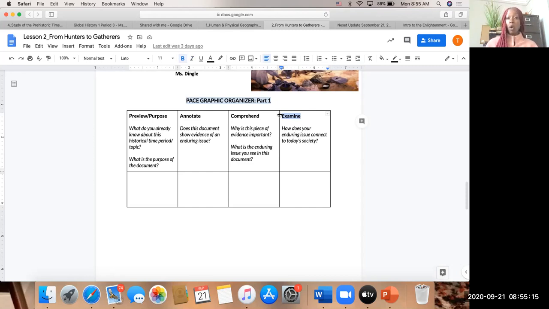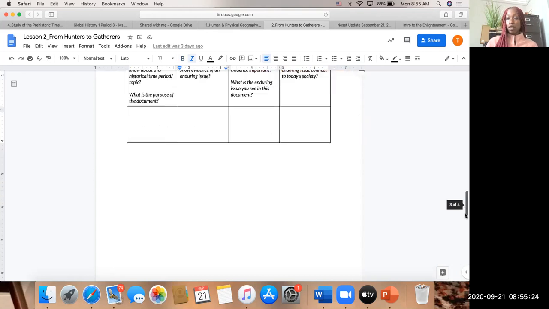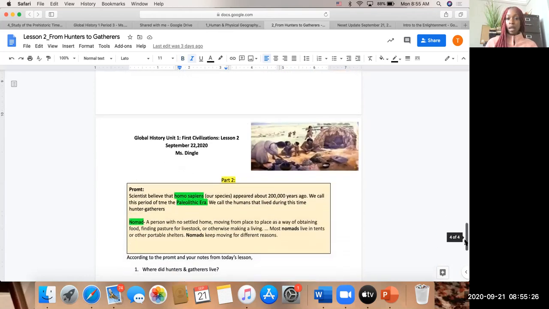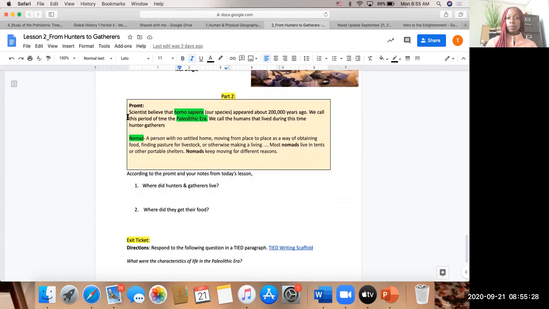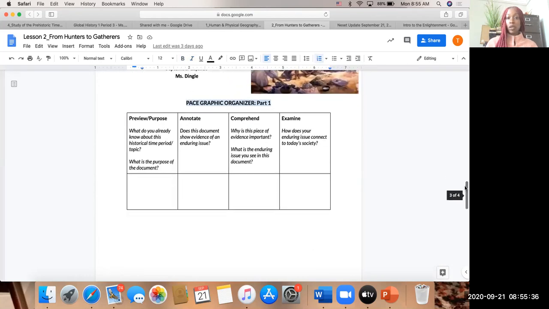PACE will always be the same acronyms. The only thing that will change is the document or the text at hand. And then for part 2, you are going to read a short blurb and answer these 2 questions. Now, after looking at the map, I'm just going to do the purpose and annotate for you real quick, and then you're going to be able to do this independently on your own.